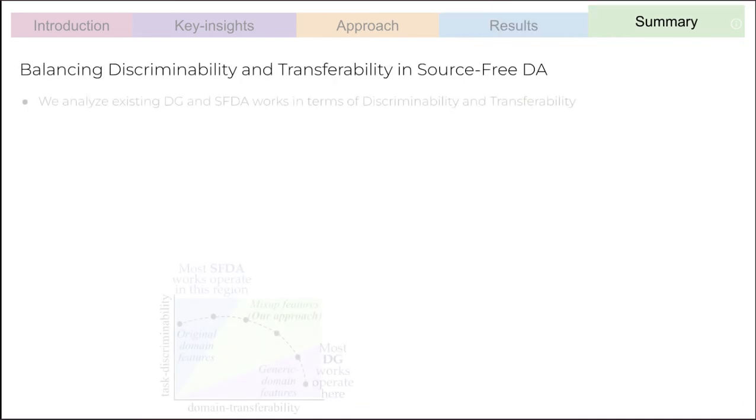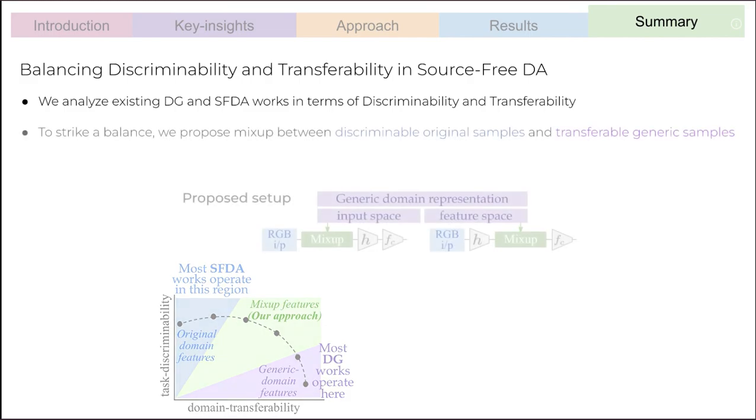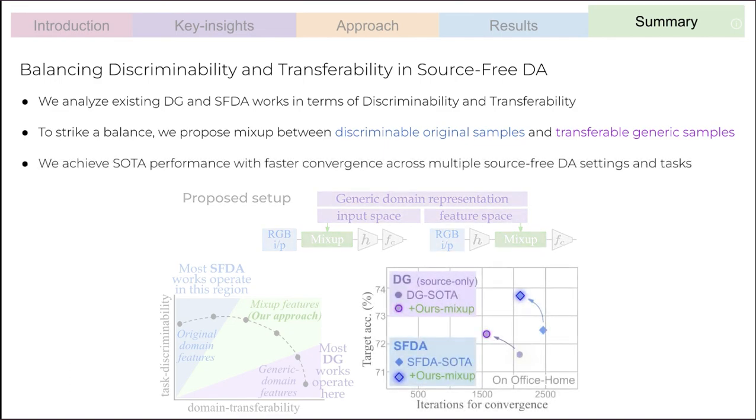In summary, we analyze existing DG and source-free DA works and find that SFDA works prioritize discriminability while DG works prioritize transferability. Conversely, we seek a suitable balance between the two and propose mix-up between discriminable original samples and corresponding transferable generic domain samples. Finally, we demonstrate gains over the SOTA with faster convergence across multiple source-free DA settings.